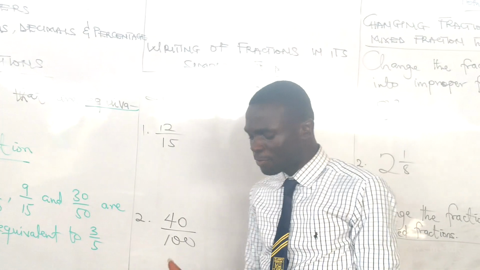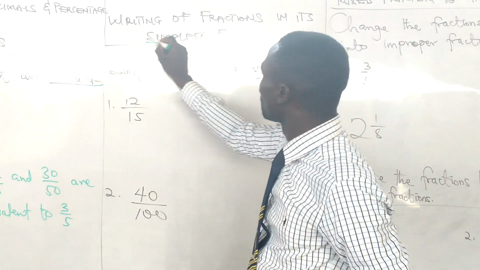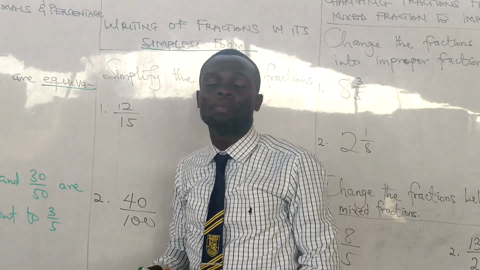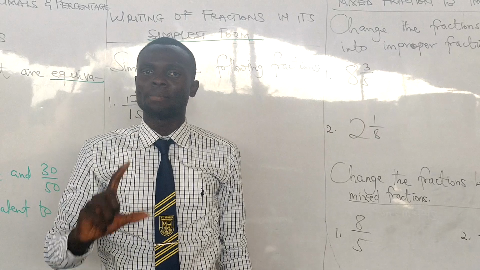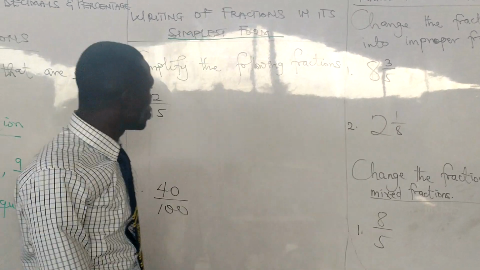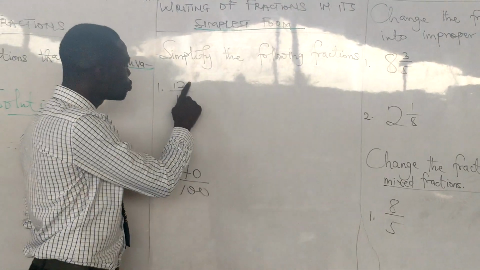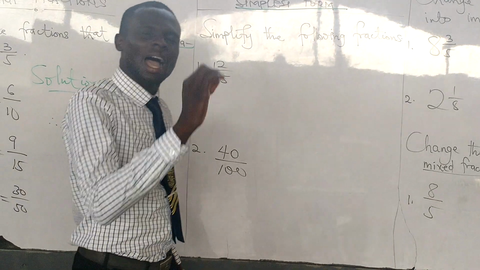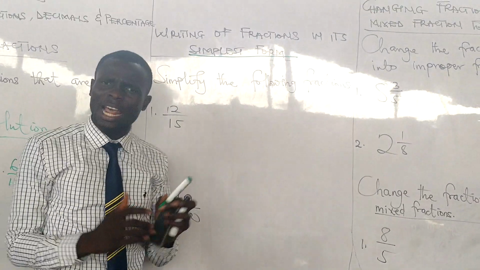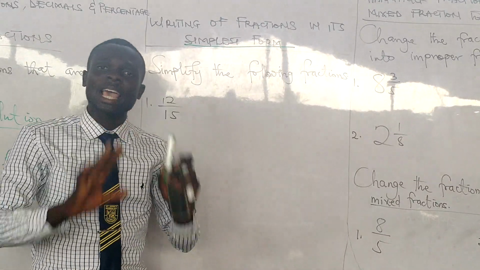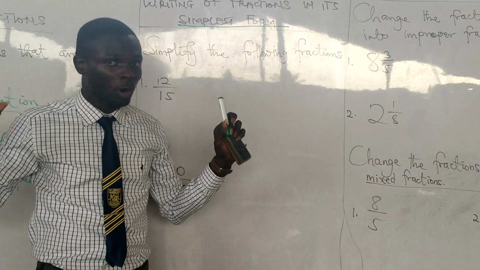Now when we say write a fraction in its simplest or lowest term or form, they are asking us to break the fraction down, if only there are numbers that can divide. So we have here, simplify the following fractions. I have 12 over 15. Ask yourself, if I'm to simplify 12 over 15, what does it mean? It means take it to the lowest form where we cannot simplify anymore.